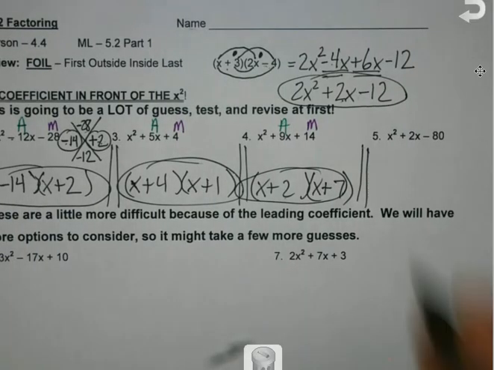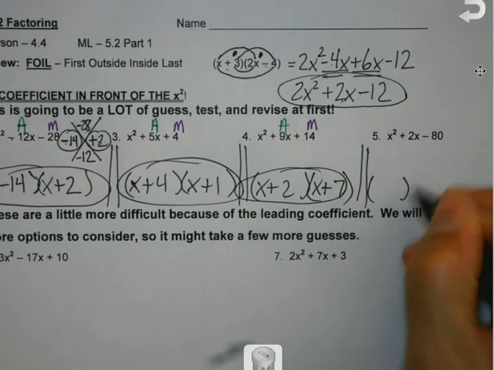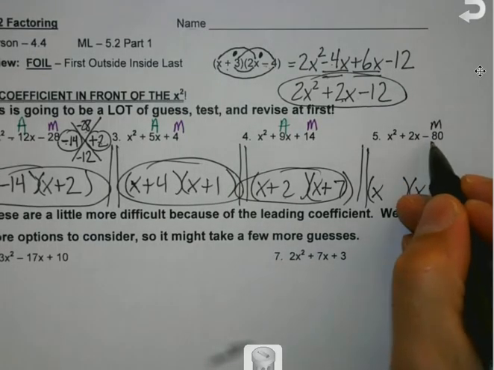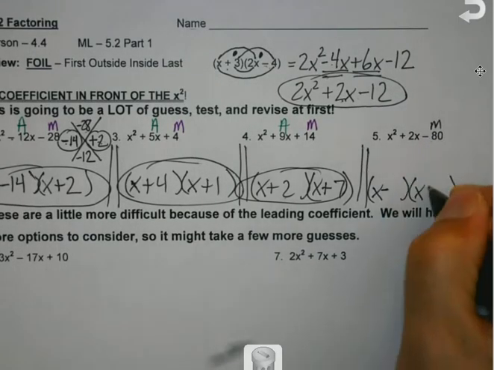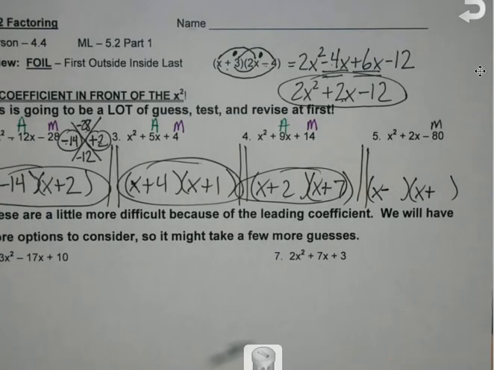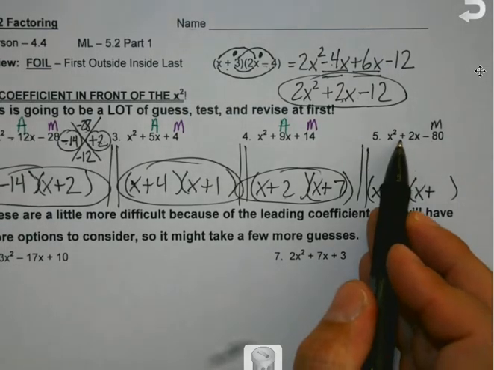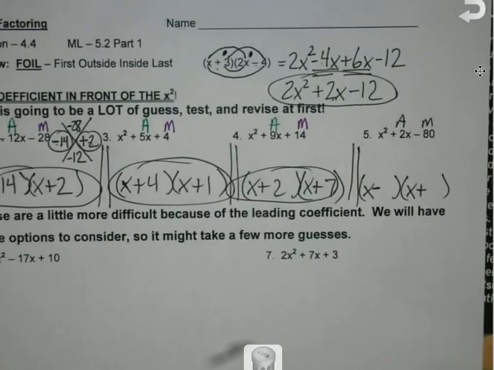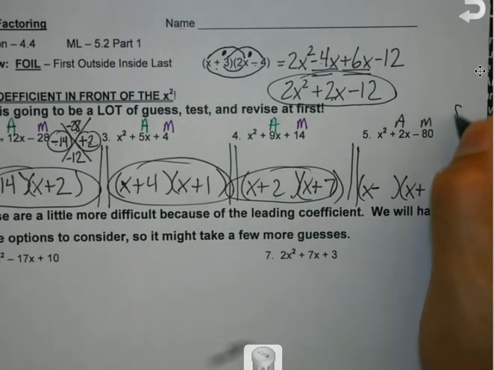So when I get to the last one, let's see if I can get myself any help here. All right, I got x. I see that when I'm multiplying to get a negative, that tells me I'm going to have a negative and a positive. I also notice that the number in the middle that I'm adding to is positive, so the positive number will be bigger. But what if I don't know this part with 80?